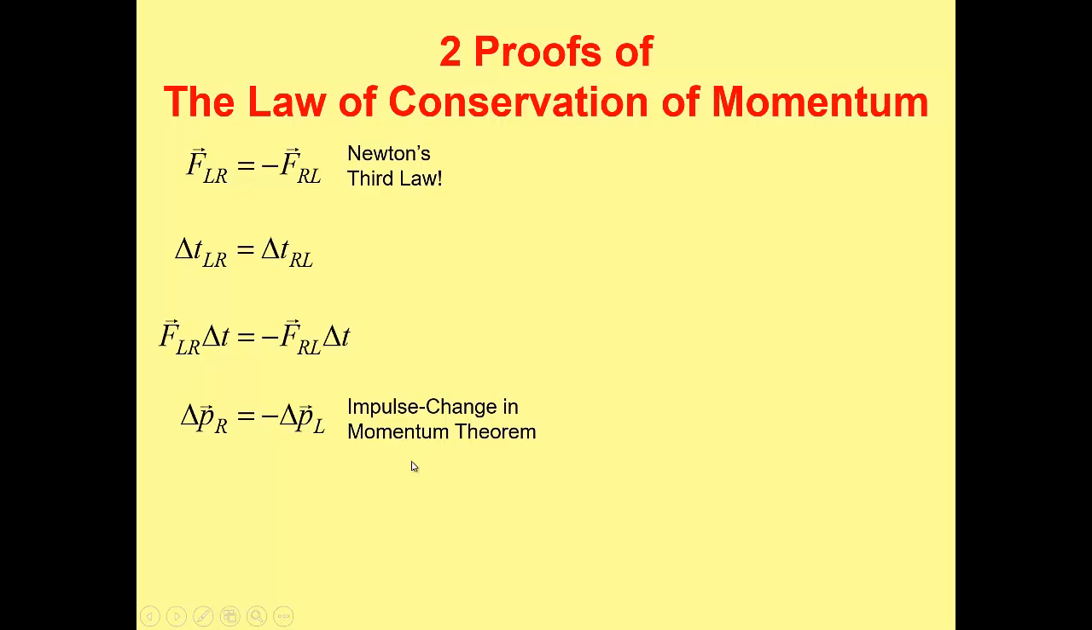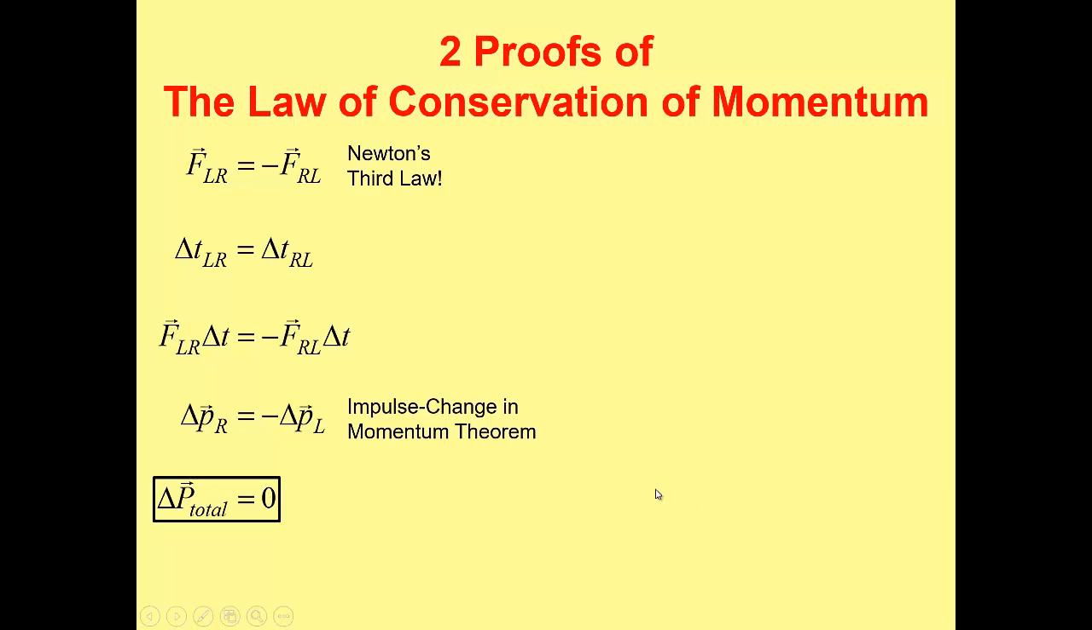But here comes the key thing now. If the changes are equal and opposite of the two carts, then what's the total change? Well, the total change would be the sum, but they're equal and opposite. So that means they add up to 0. And so the total change in the system momentum is 0, means it doesn't change, it stays constant. So this is a little proof starting with Newton's third law and our impulse change in momentum theorem that logically tells us that we should have gotten what we got in the lab.